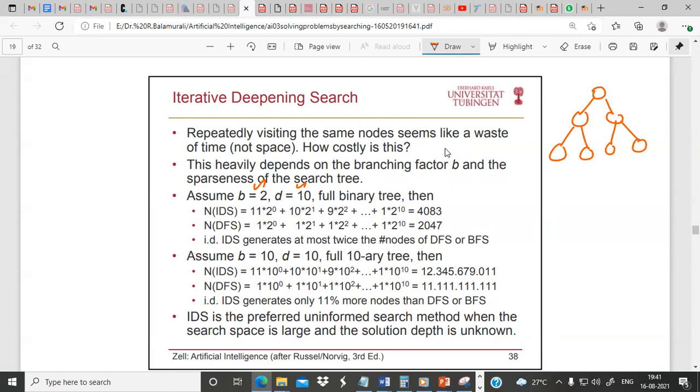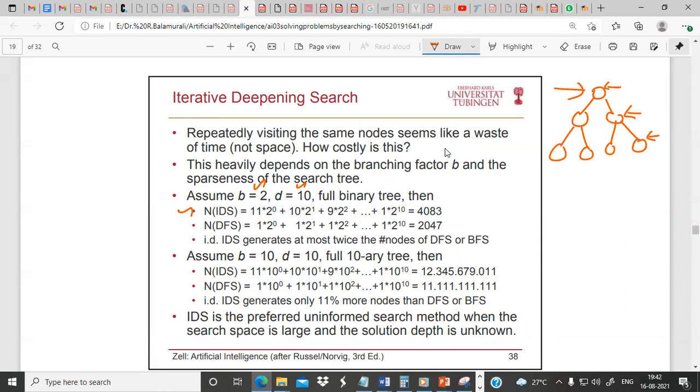Now, if you use IDS, that is iterative deepening depth first search, then what will happen? How many times will each node, say the root node, be explored? When you use iterative deepening depth first search, the root node will be explored several times. Because for level 0, it will be explored 1 time. When you increase the level to 1, it will be explored 2 times. When you increase the level to 2, it will be explored 3 times. Am I right?